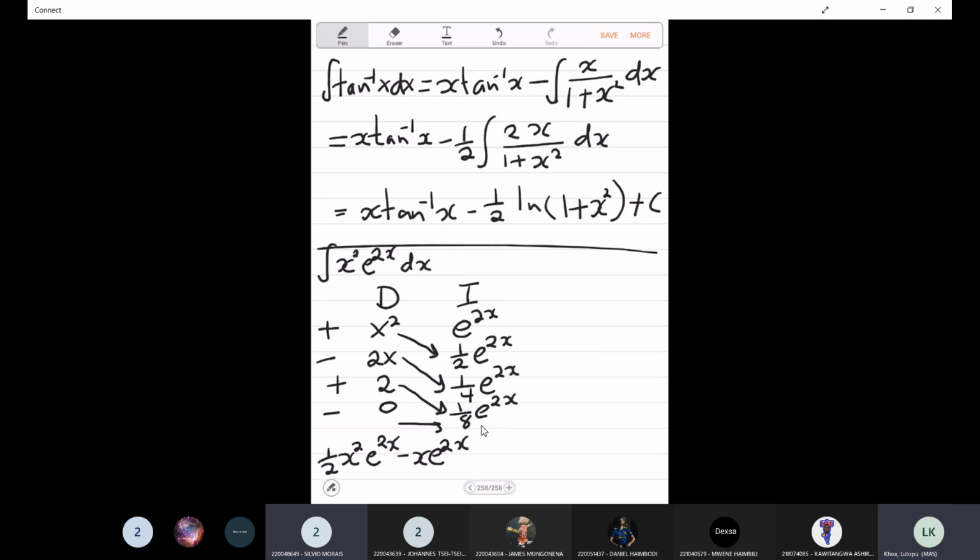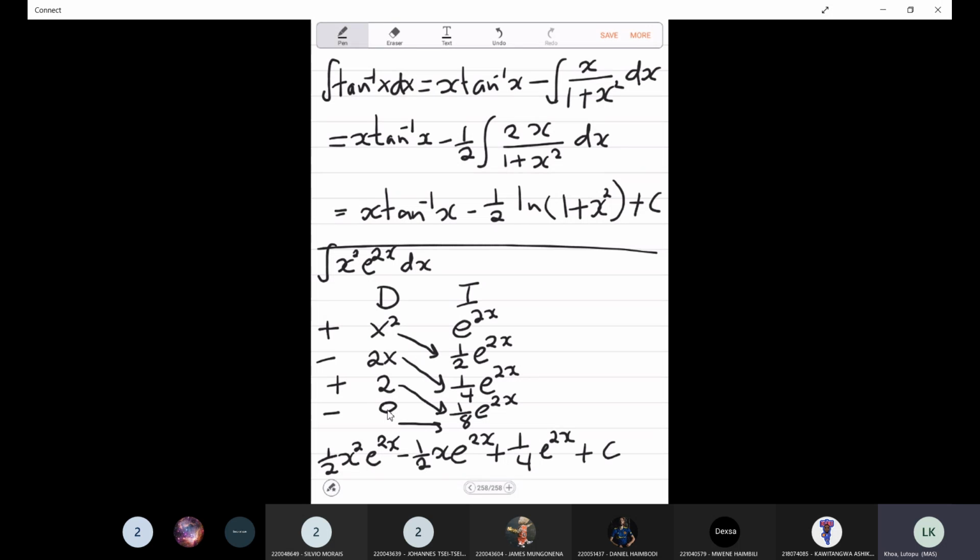Yeah? The second term is supposed to have a half. Oh, yes. 2, it's half. Sorry. So it's 2 times 1 over 4. It's 1/2. So this is 1/2 x e to the power of 2x. And then the next one is plus 2 times 1 over 8. That's 1/4. 1 over 4 e to the power of 2x. And then we would integrate 0, and that is just a constant.